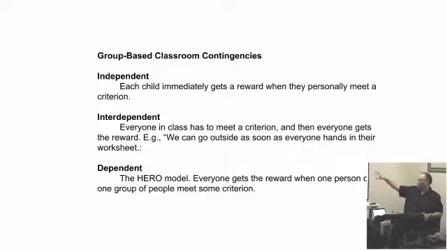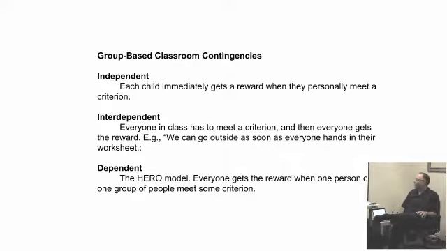Classroom-based, group-based classroom contingencies. The first one is independent. That's the easiest one. That is where everybody is earning their own reward. So they say, okay, as soon as you finish your math worksheet, you can go outside to recess. And when Bobby's done, Bobby goes outside. When Mary's done, Mary goes outside. So they're independent. Everybody's working for their own thing. They all get the same prize, but they can get it as soon as they meet the requirement.